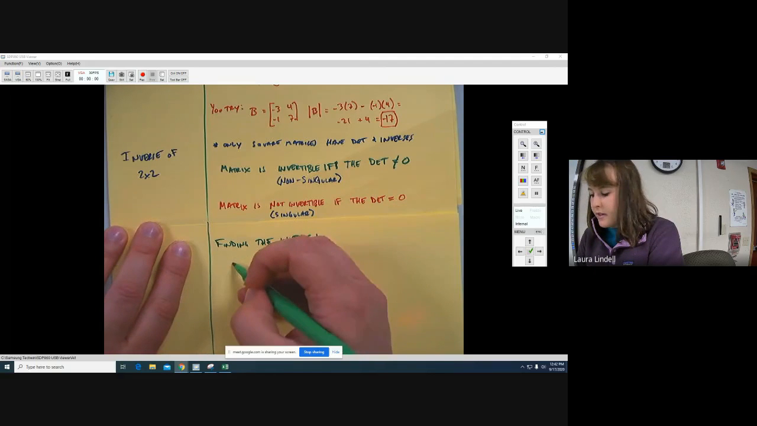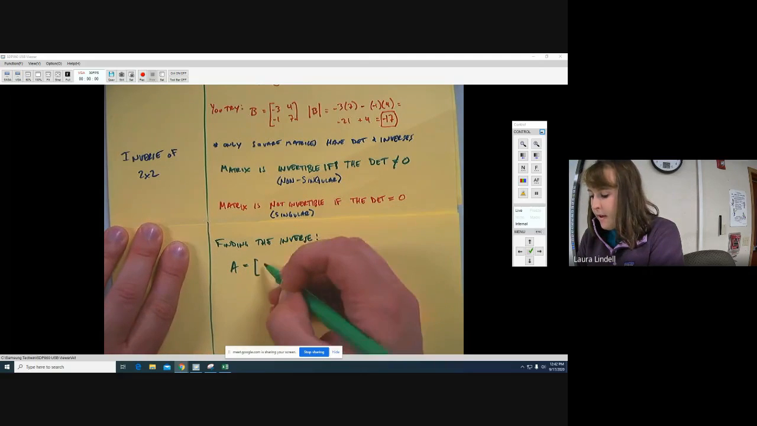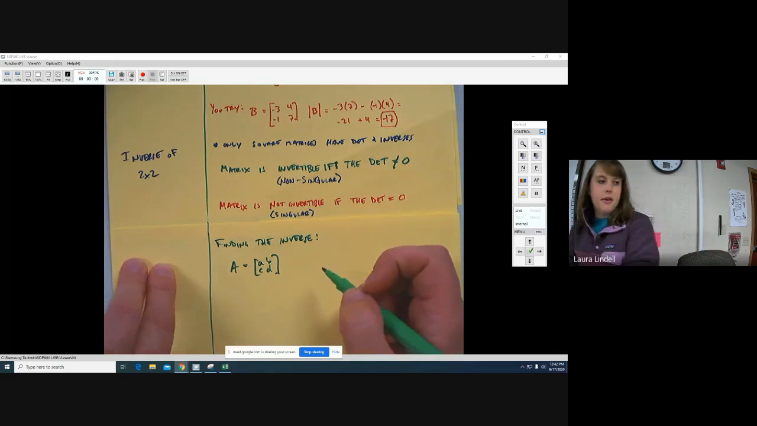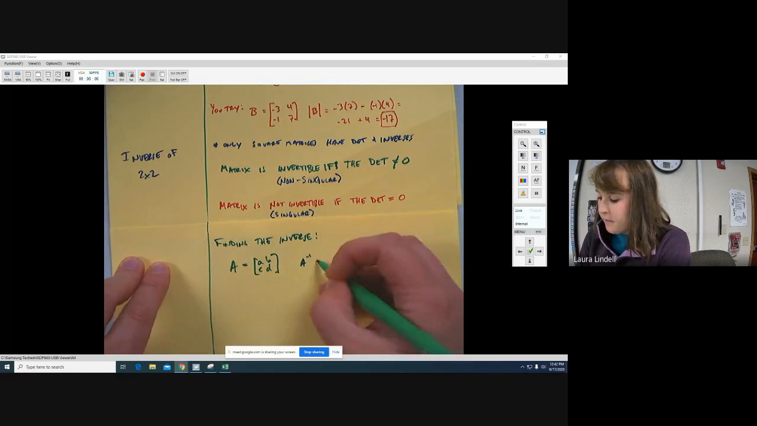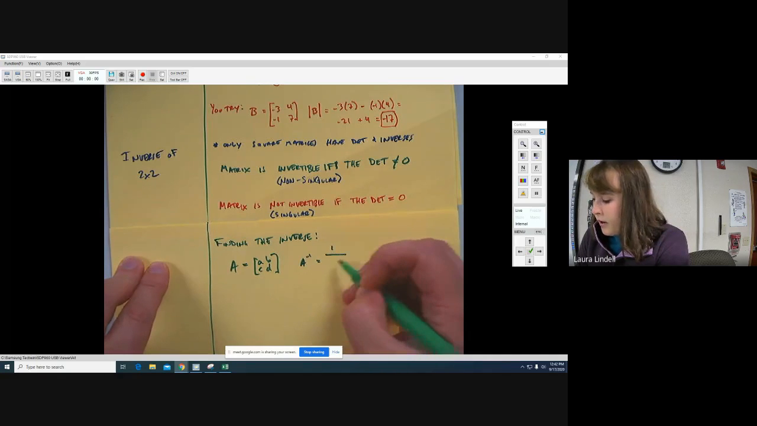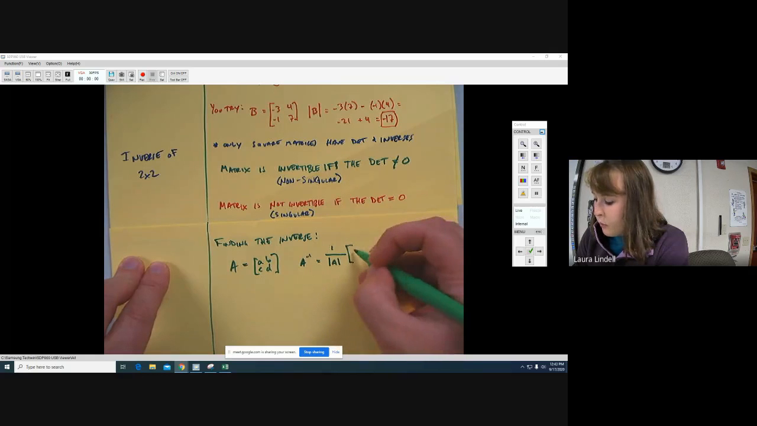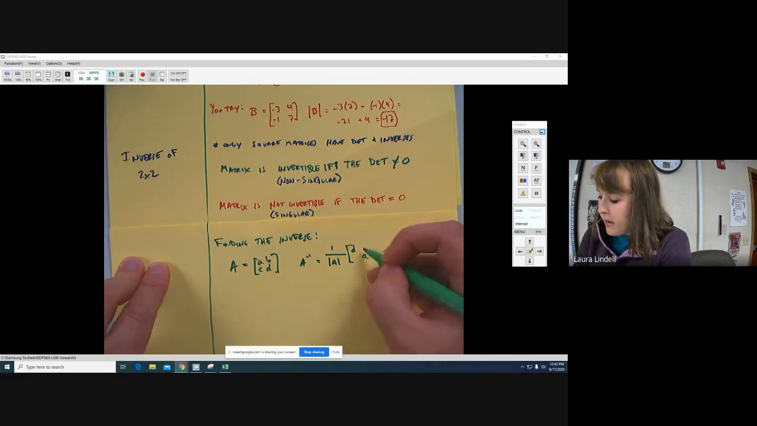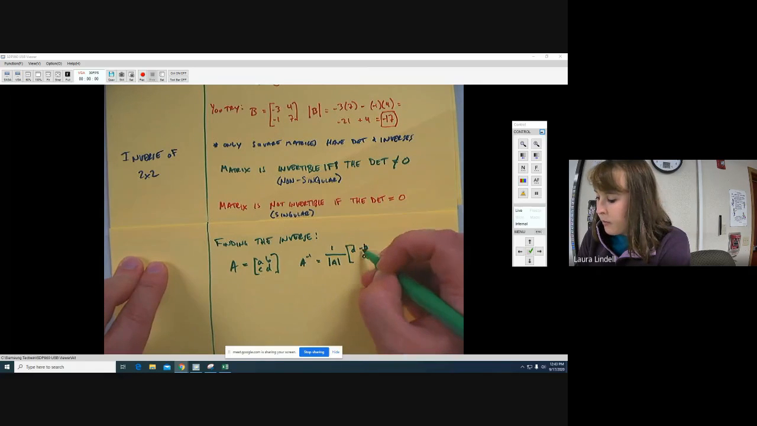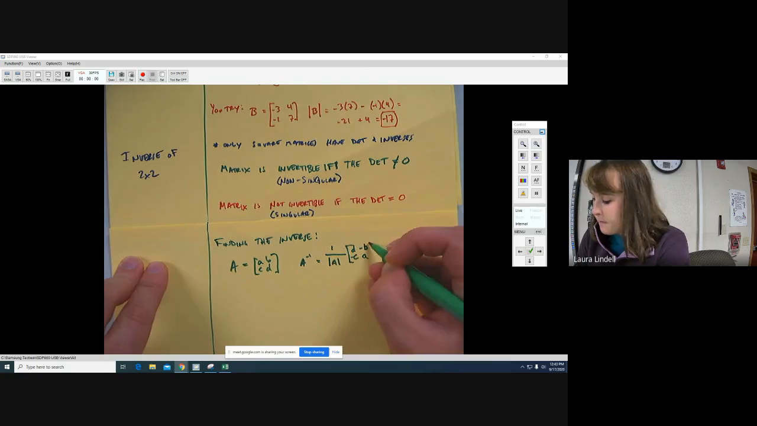So let's say our matrix A is A, B, C, D. So there's our 2 by 2 generic matrix. A inverse equals 1 over the determinant of A times, we switch the ones that are on the main diagonal, so this becomes D and this becomes A. And then we change the sign on the other diagonal, so that becomes negative B and negative C.